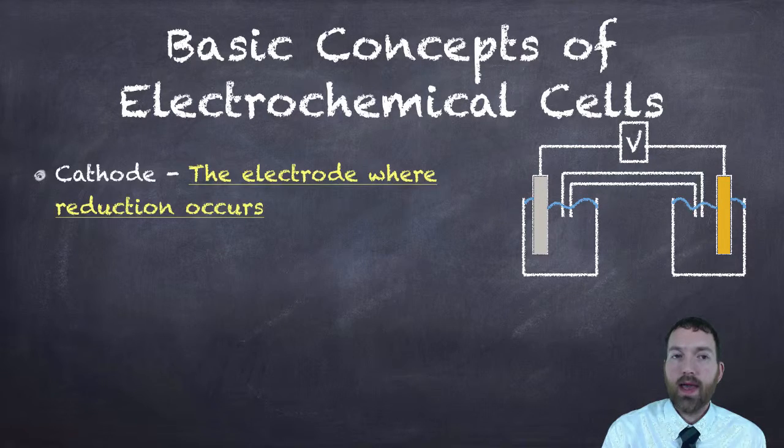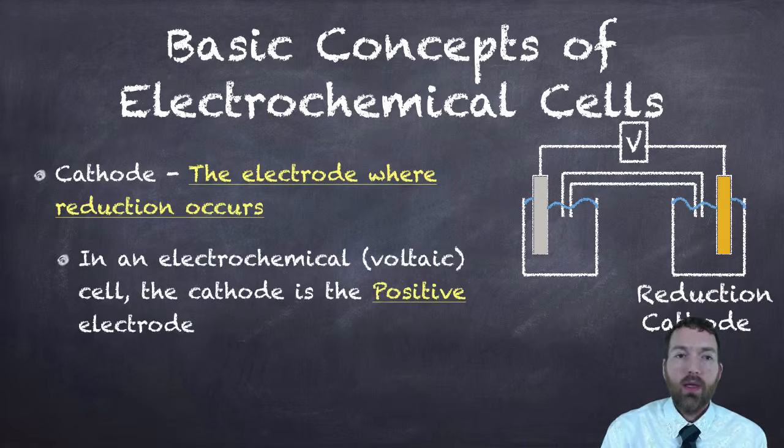The first one is a cathode. This is an electrode where reduction occurs. So in our example, our cathode is on the right-hand side, the gold-colored bar, and like I said, this is where reduction occurs. In an electrochemical or voltaic cell, the cathode is the positive electrode. So we're going to label our little bar here with a positive sign to show that. One way you can remember that the cathode is positive is if you look at the letter T in cathode, not so much in this font, but the letter T is kind of like a positive sign. So that always reminds me that the cathode is positive.